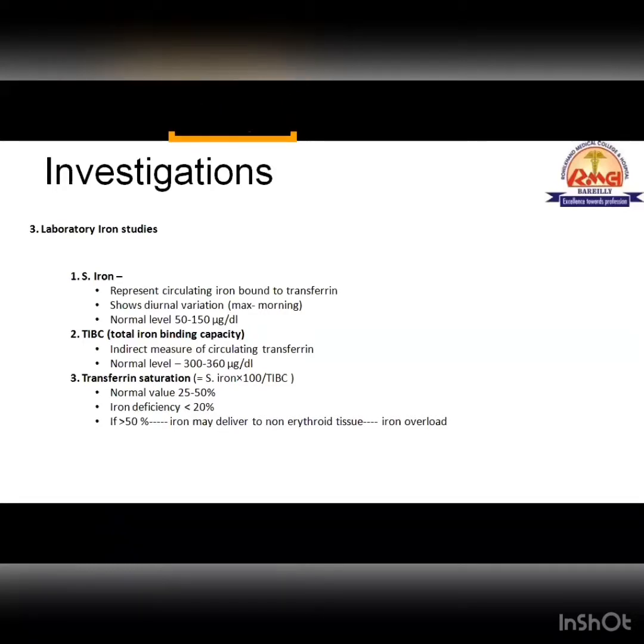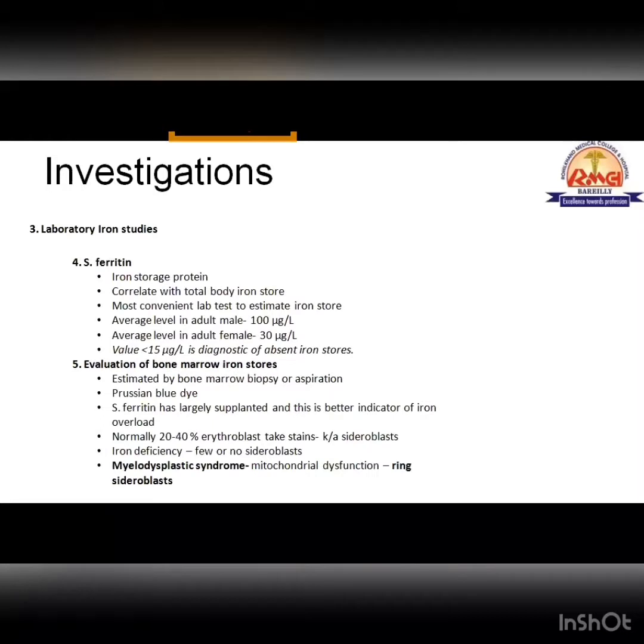Okay, the next parameter is serum ferritin. Where does ferritin come in iron metabolism? It is a storage protein along with hemosiderin. Hemosiderin is also a sort of iron storage protein, but mobilization of iron from ferritin is much easier than from hemosiderin. Practically it is said that hemosiderin iron cannot be mobilized in normal condition. It is a permanent storage of iron.